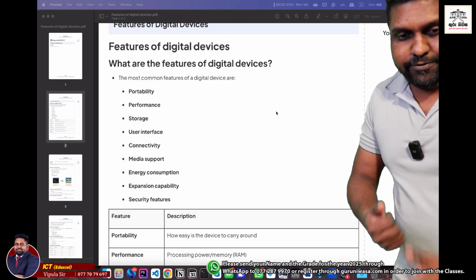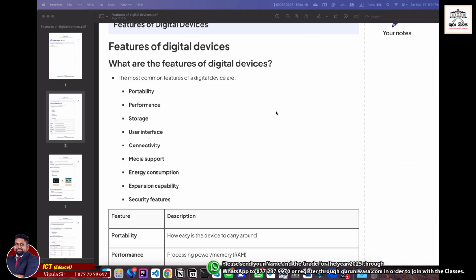Now we talked about computers. Now we jump into digital devices. One of the easiest modules available in this subject, because we just talk directly about how devices work.